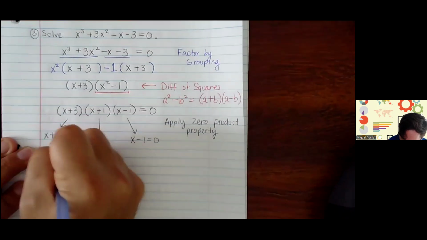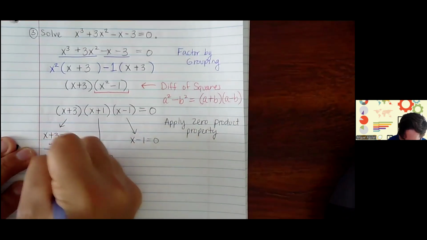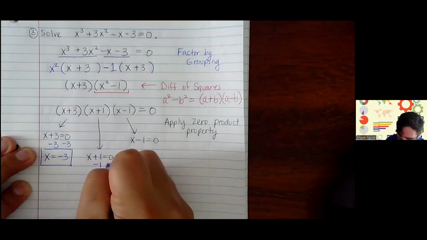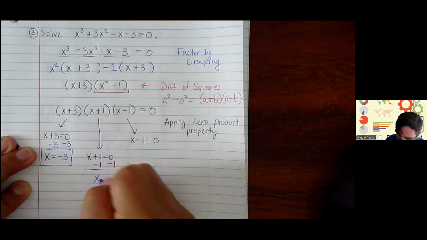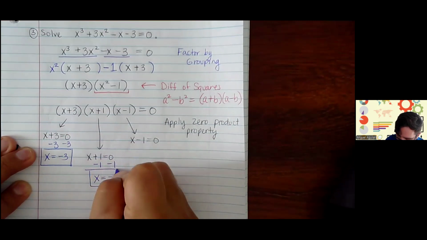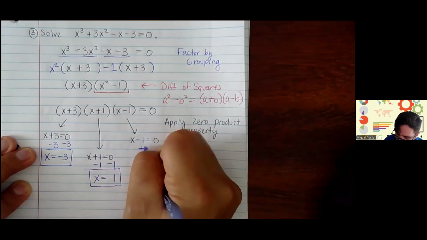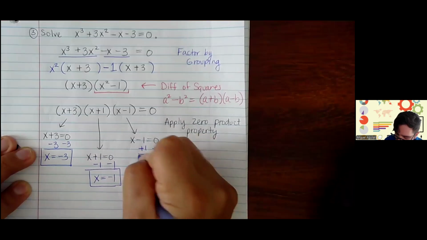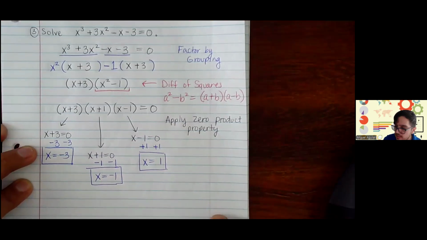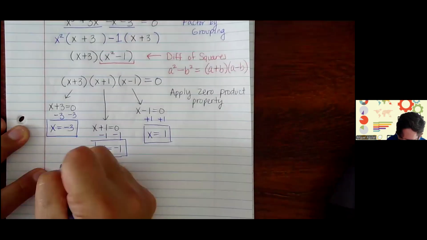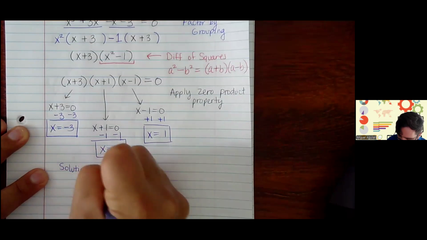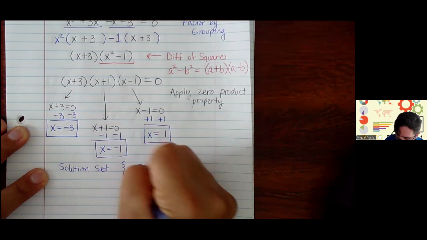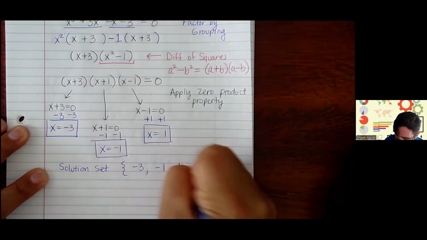We can subtract 3 here. That gives us x is equal to negative 3. We can subtract a 1 here to cancel out that positive 1, so we get x is equal to negative 1. And then we can add a 1 here to cancel out that negative 1 and say x is equal to positive 1. Okay. So our solution set, if we were to write them all out, includes negative 3, negative 1, and positive 1.